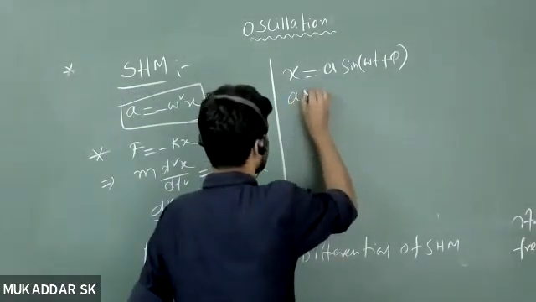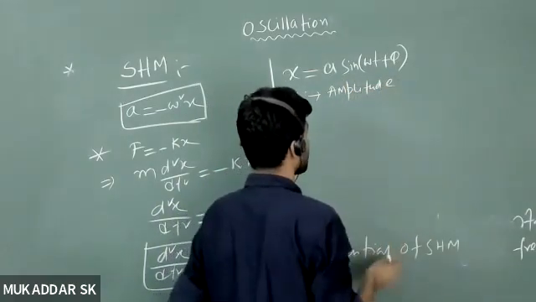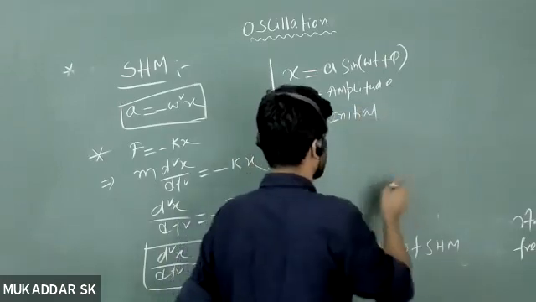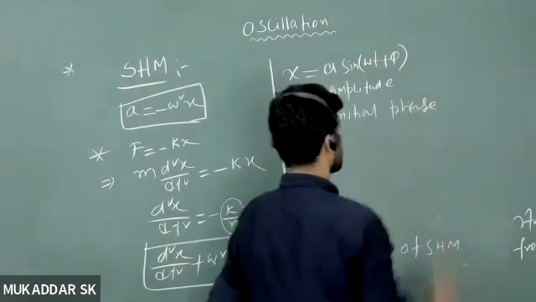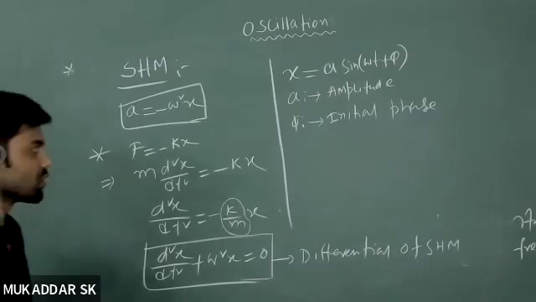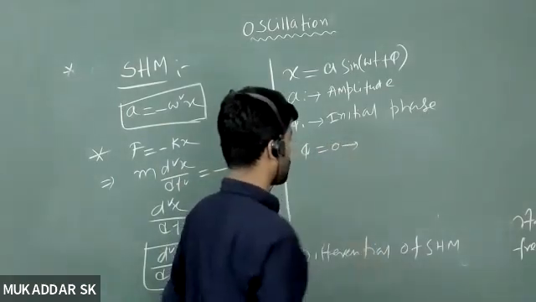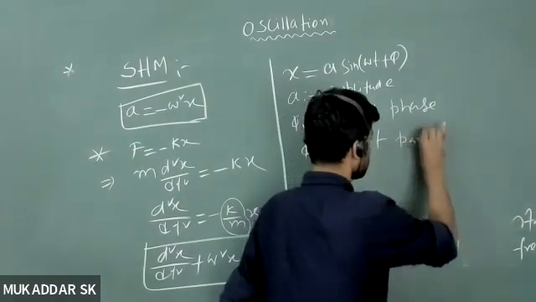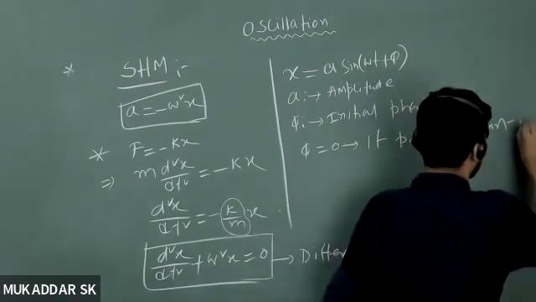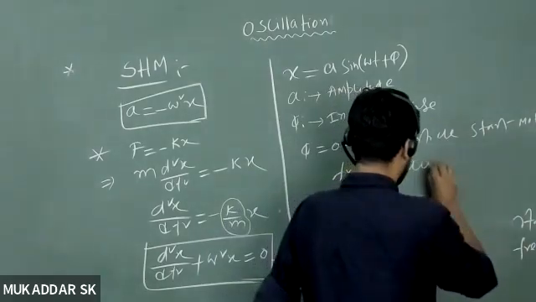So what is A? A is basically the amplitude, and phi is basically the initial phase. If the particle starts motion from the equilibrium position, then phi will be how much? If the particle starts motion from the equilibrium position, then phi will be 0.